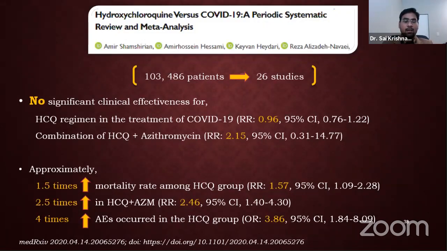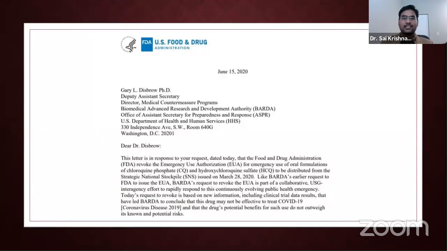And finally, they concluded that adverse events are 4 times higher in the hydroxychloroquine group, with an odds ratio of 3.86, which is significant to an extent. So this is what the evidence of the systematic review suggests. And do you know what? This is a very recent statement, just the day before yesterday.